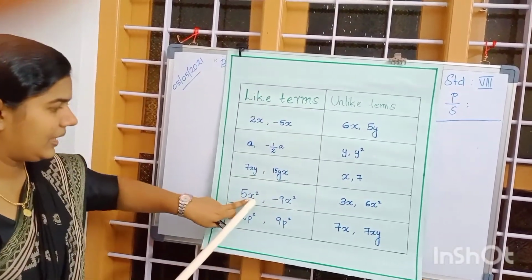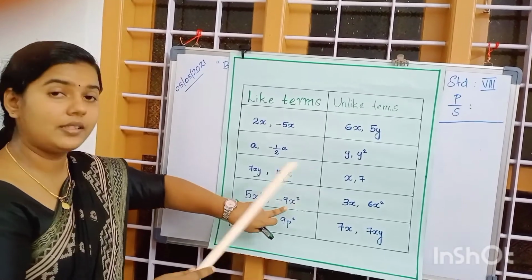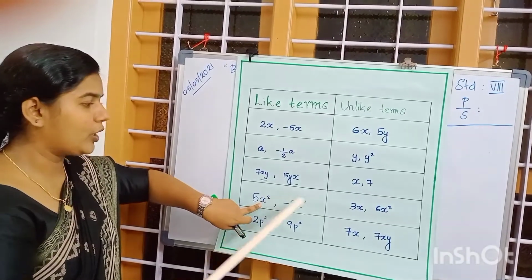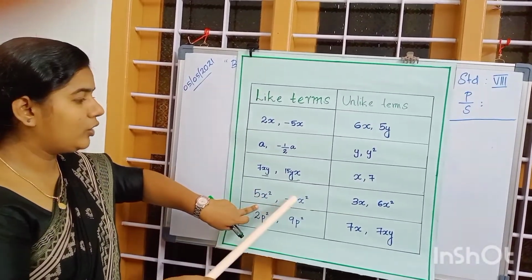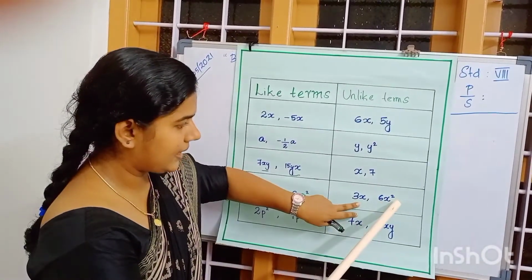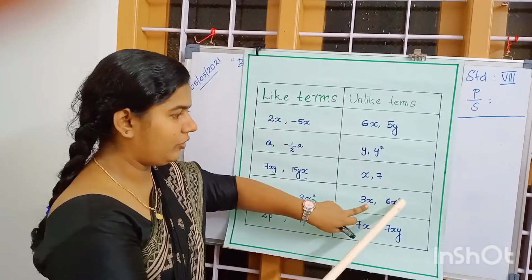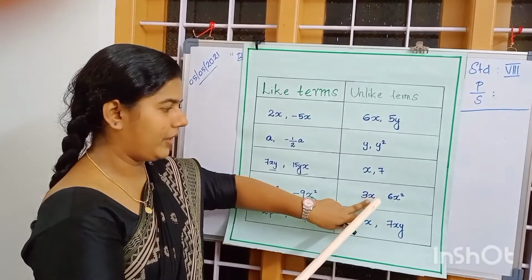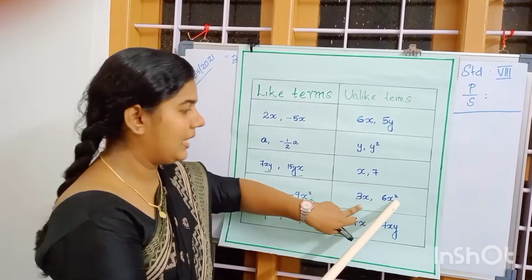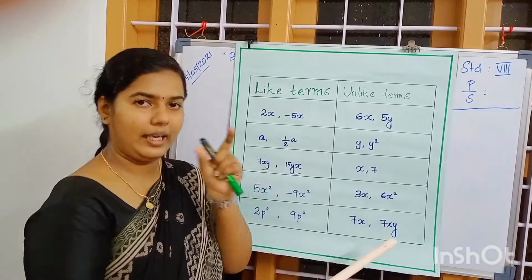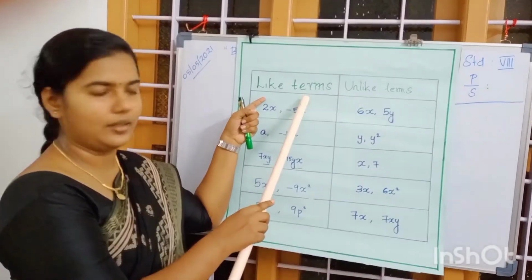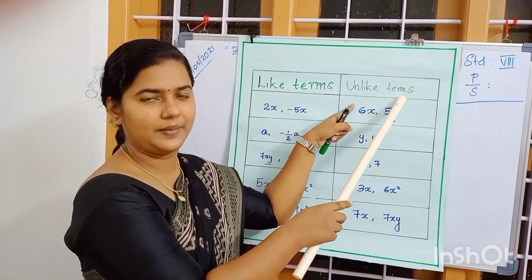Here as you can see, it's 5x square and it's negative 9x square. Here we have the same variable x and the power is also the same. No need to consider the coefficient, just look at the variables. Here in this example, the variable is the same, right? Both of them have x as the variable, but look at the power. This is x with power 1 and this is power 2. So we cannot say that these are like terms. So a like term must have the same variable with the same power. Then only we can call it a like term, otherwise it will be unlike terms.